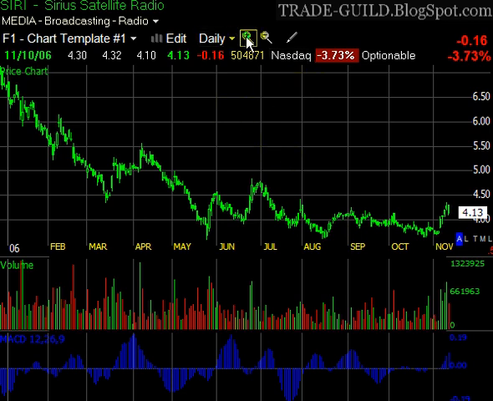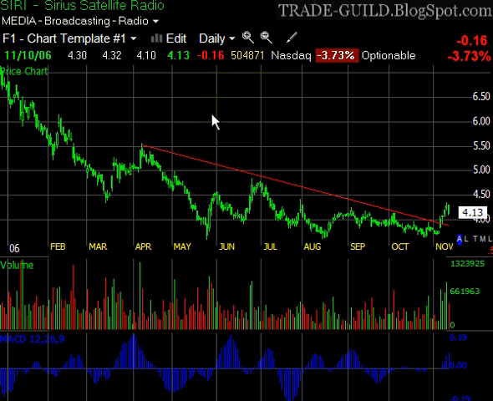Sirius Satellite Radio, this looks kind of interesting. Immediately what jumps out to me is these green volume days that I'm seeing, and there's quite a few of them. Also, I see a downtrend here. I see a forming of a base. Let's take a closer look at that. I get some trend lines going here for us.